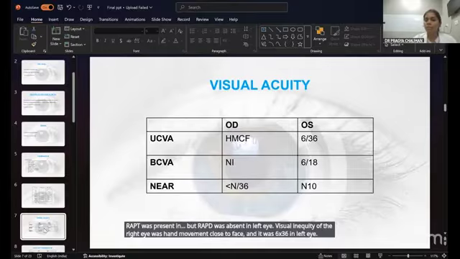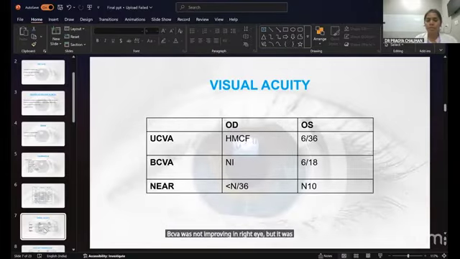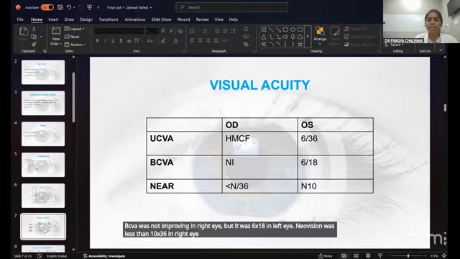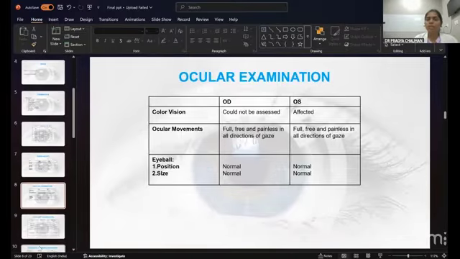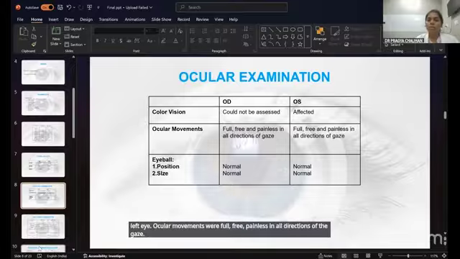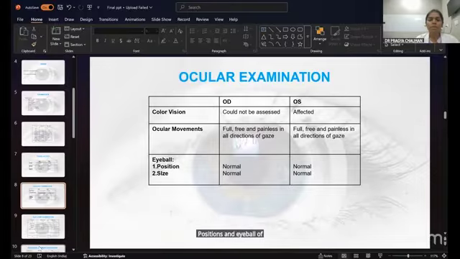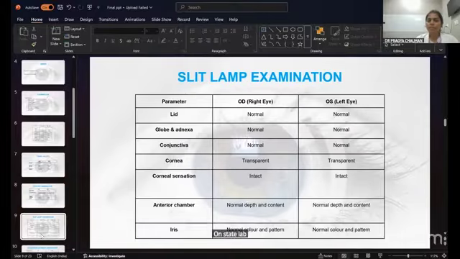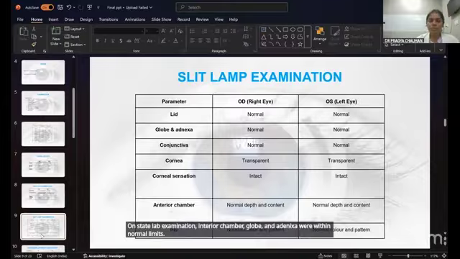BCVA was not improving in right eye, but it was 6/18 in left eye. Near vision was less than N/36 in right eye and N/10 in left eye. Color vision could not be assessed in the right eye, but it was affected in left eye. Ocular movements were full, free, painless in all directions of the gaze. Position and size of the eyeball were within the normal limits. On slit lamp examination, anterior chamber, globe and adnexa were within normal limits.